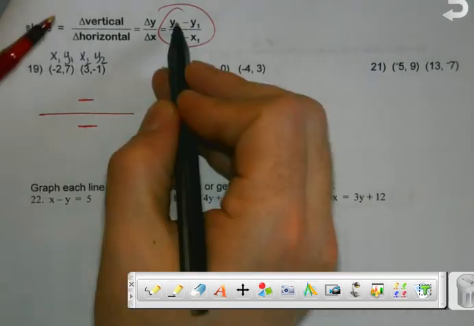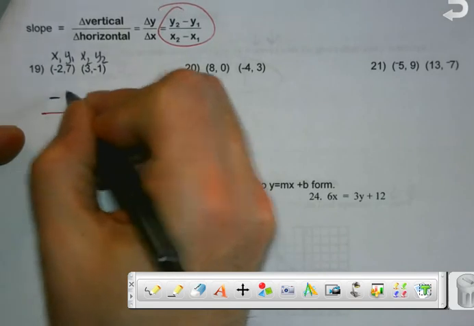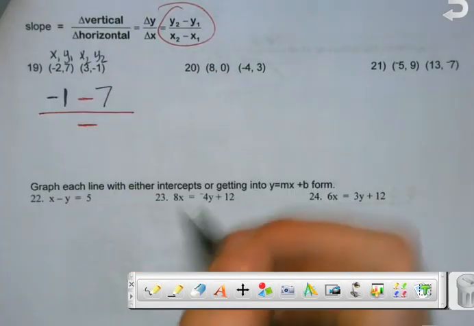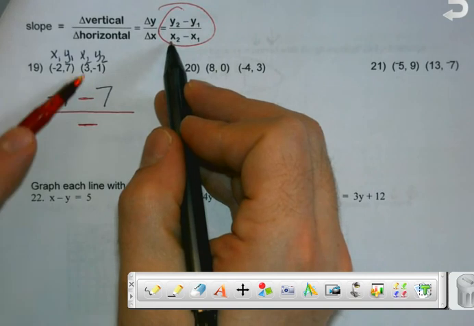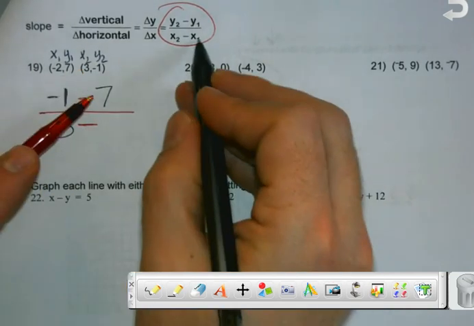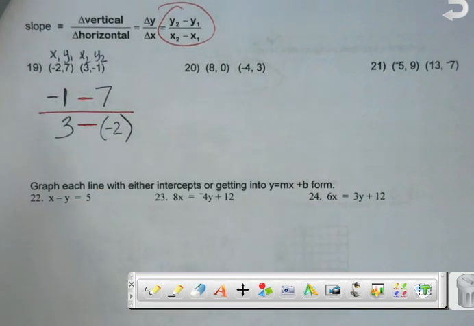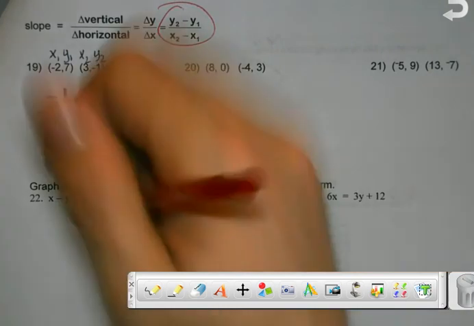So like here, I'm like, okay, y2, that's -1, minus y1, all right, that's 7. Then x2, that's 3, x1, that's -2. Because most of you, once you get to this point, you do a good job. It's just, can we get to here?